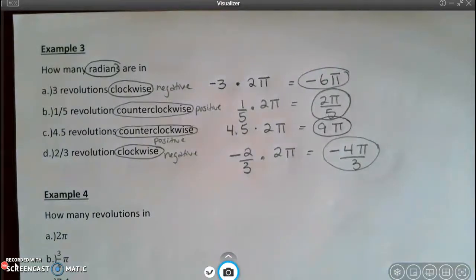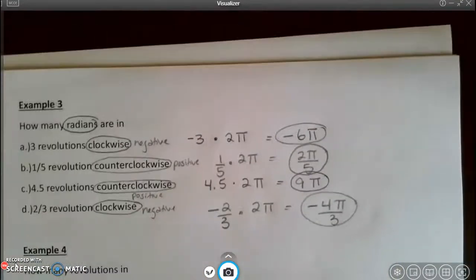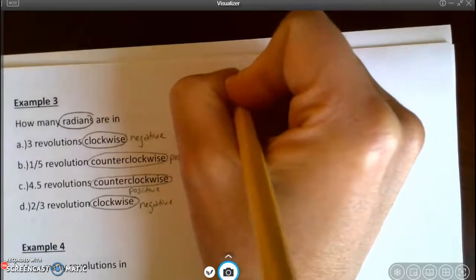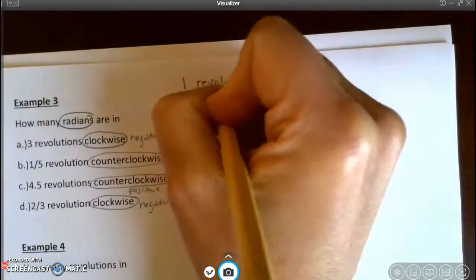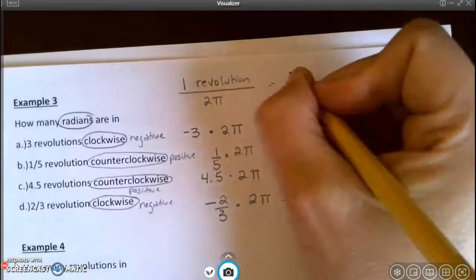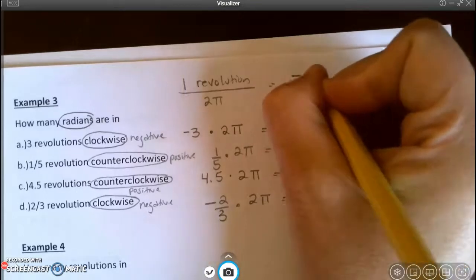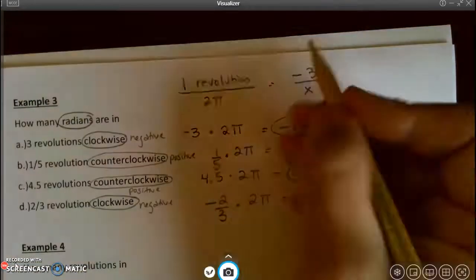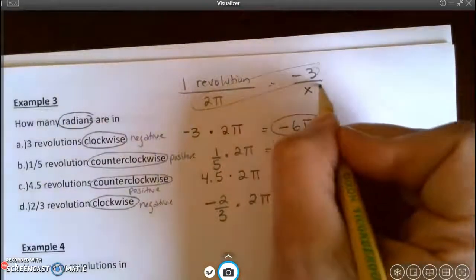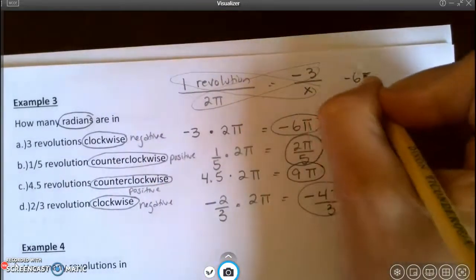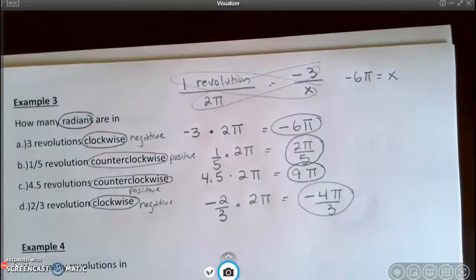Again, if you forget what to do, you can always set up a proportion. We know that 1 revolution is 2 pi. Therefore, let's just do the first one, 3 revolutions clockwise, so that'd be negative 3 would be how many? I'm going to go ahead and cross multiply, and I get negative 6 pi equals x, and I'm finished.